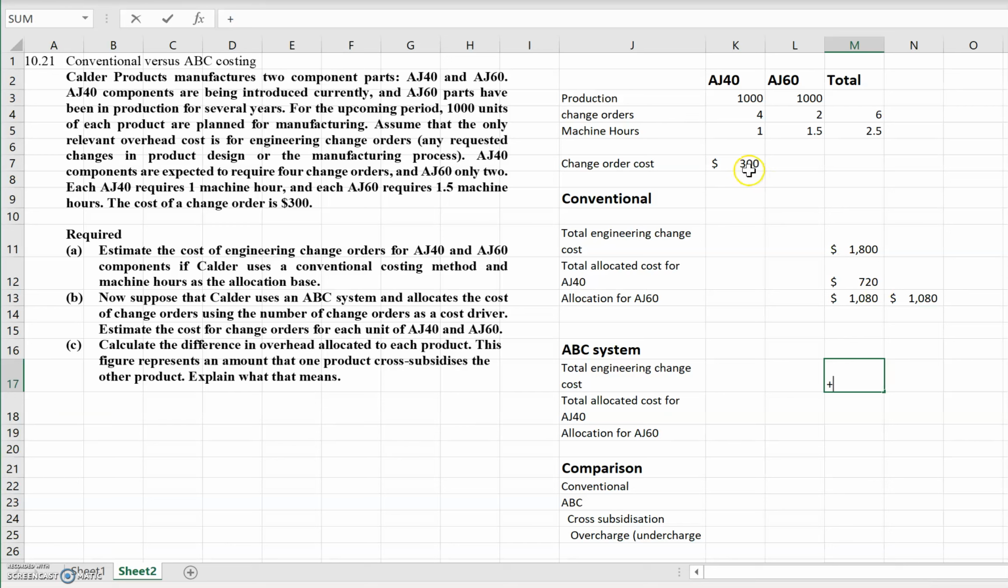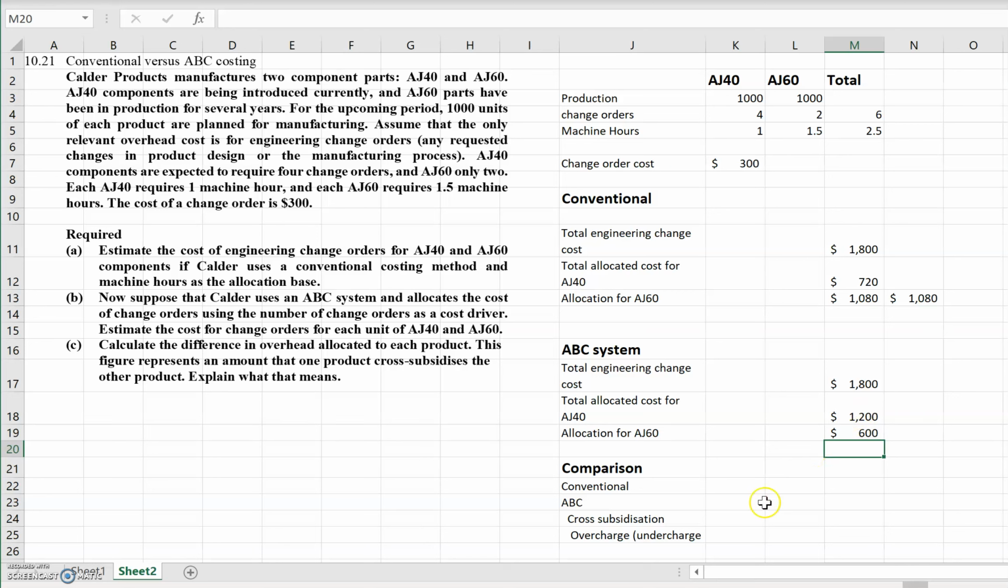Now, for the ABC system, it's even simpler. We've got total engineering change cost of 300 times 6. The total allocated for AJ40 is 4 change orders times 300, and for AJ60 is 2 change orders times 300, which again brings you to that 1,800.